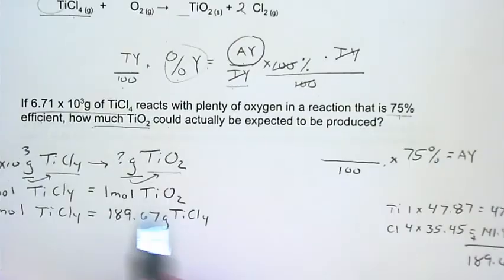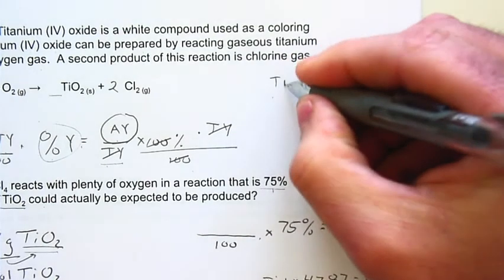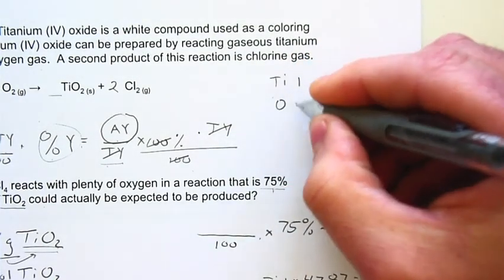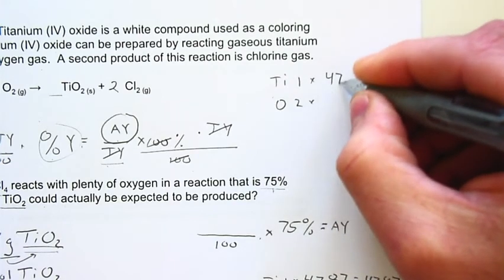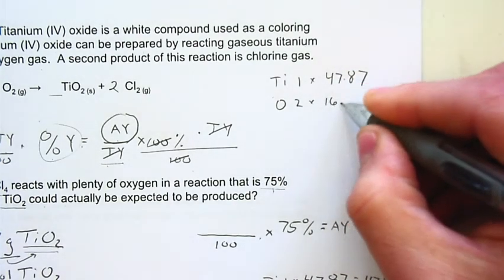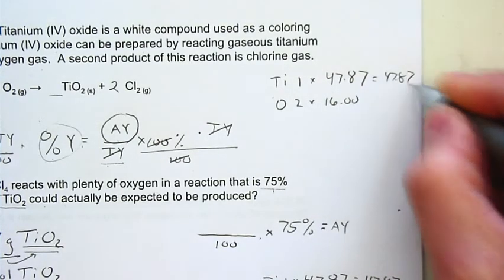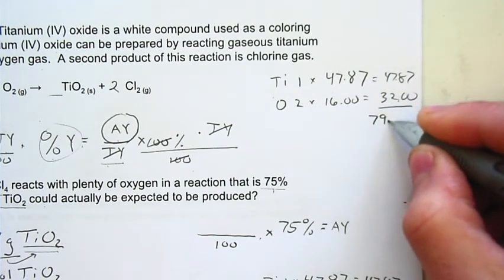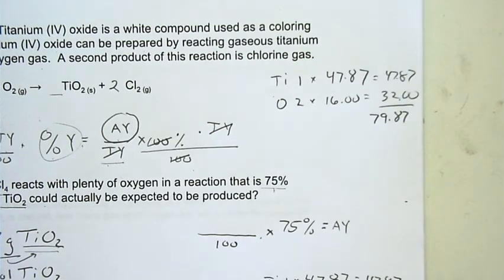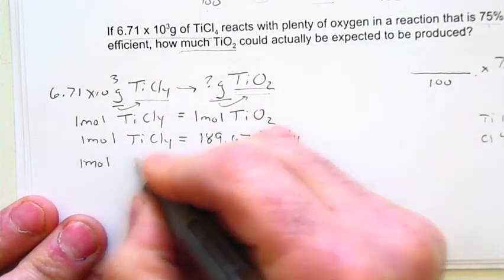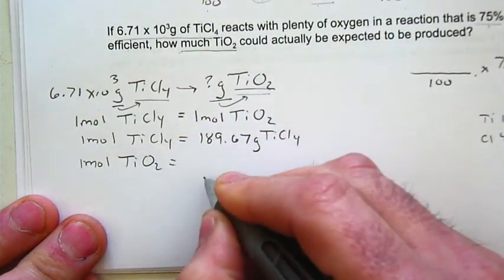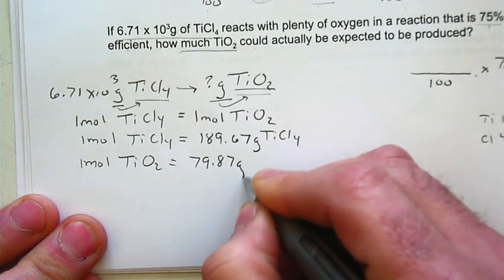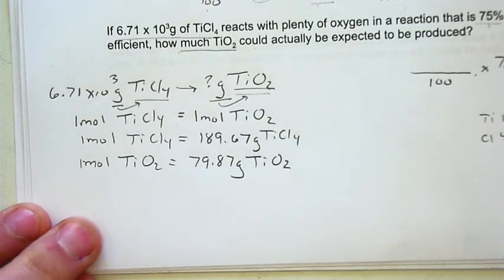Now we want to do the same thing again. We need the molar mass of titanium oxide, or titanium 4 oxide. So again, we have titanium, now oxygen. We have 1 and 2. That's still 47.87. Oxygen is 16. 2 times 16 is 32. And we have 79.87 as our molar mass for titanium 4 oxide. So we write out 1 mole of titanium 4 oxide is equal to 79.87 grams of titanium 4 oxide.